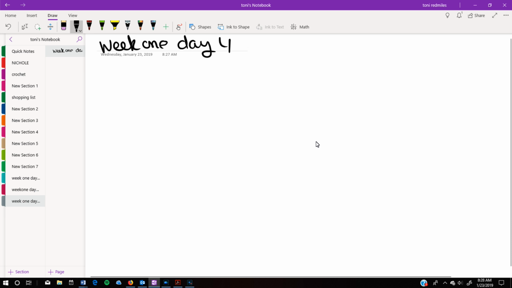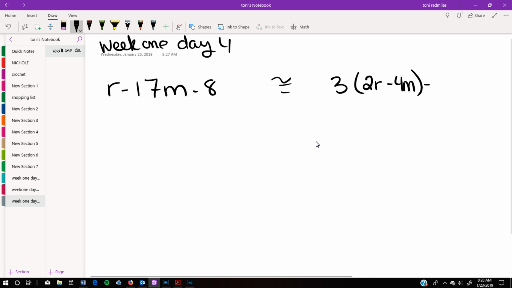Determine whether the expression r minus 17m minus 8 is equivalent to 3 times the quantity of 2r minus 4m minus 5, quantity of m plus 3 minus r, and quantity plus 7. Okay, so this one's already simplified. So what I'm asking is if this one, when simplified, will be the same as this. So we have to simplify this first.